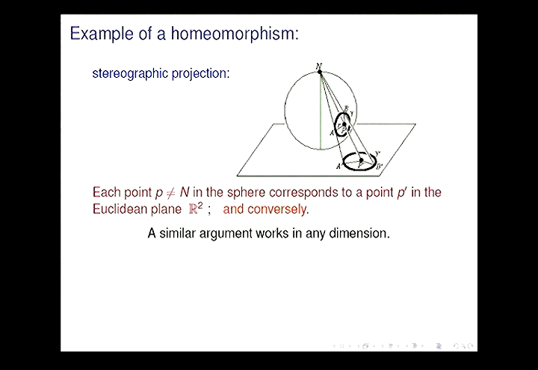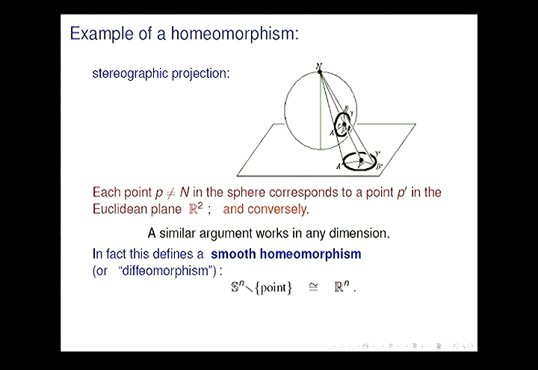Well, a similar argument works in any dimension. You can easily check that it works in dimension 1, and if you just write out the formulas, putting an n-dimensional sphere laying it on an n-dimensional plane and carrying out the same construction, you get a similar result. So this defines a smooth homeomorphism between the sphere with a single point removed, namely the North Pole, and the plane of the same dimension, the space of n real variables.